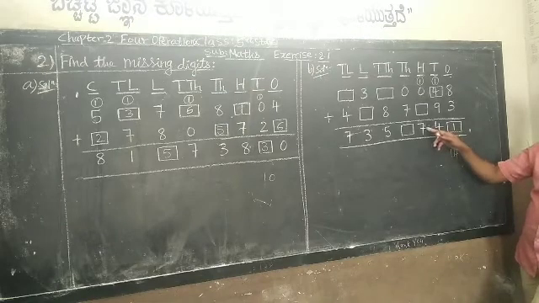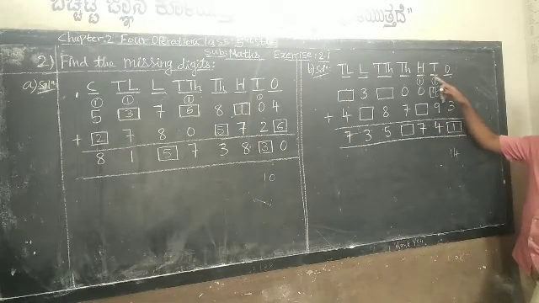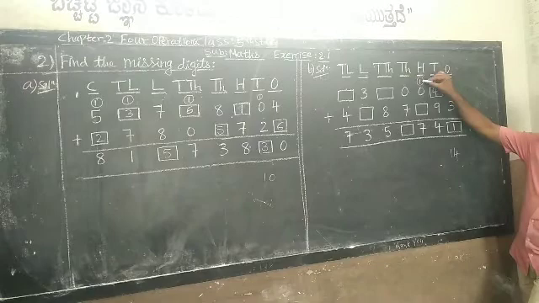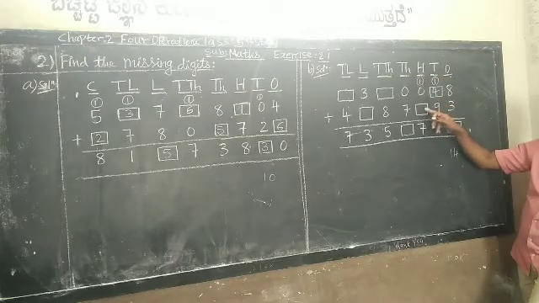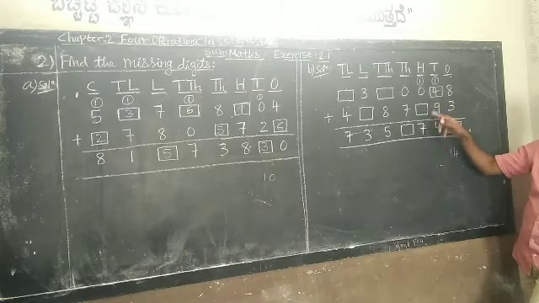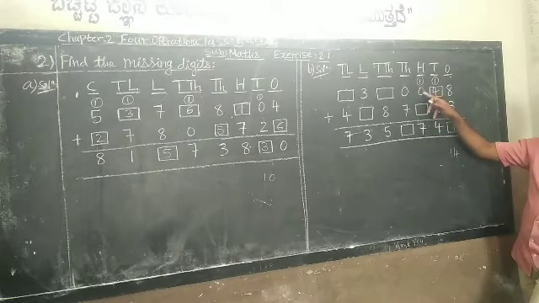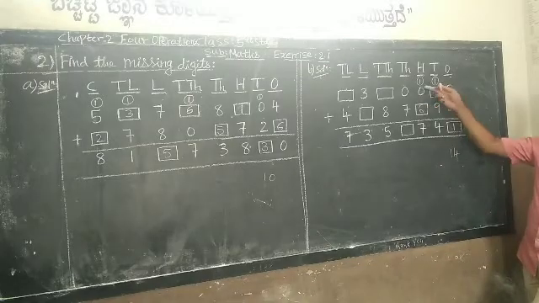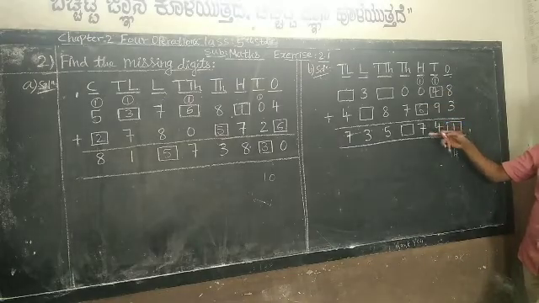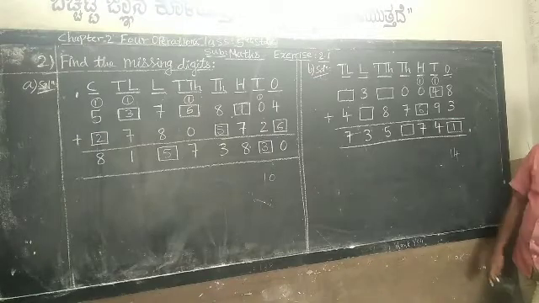Now see the sum answer here, 7 is given. In the hundreds place, what are the digits? 1 plus 0, 1. To get 7, what do you have to put here? 1 plus how much? 7. 1 plus 0, 1. 1 plus 6. When you put 6 here, 1 plus 6, 7. Isn't it? So this is also filled.